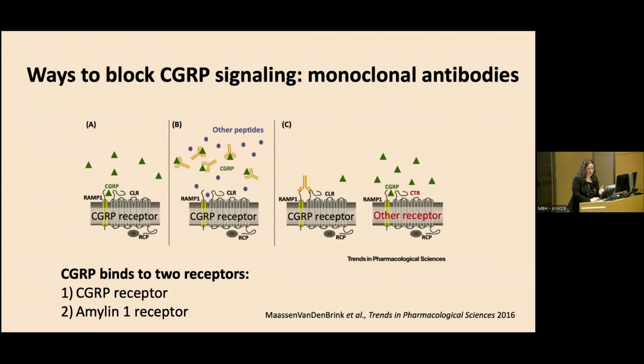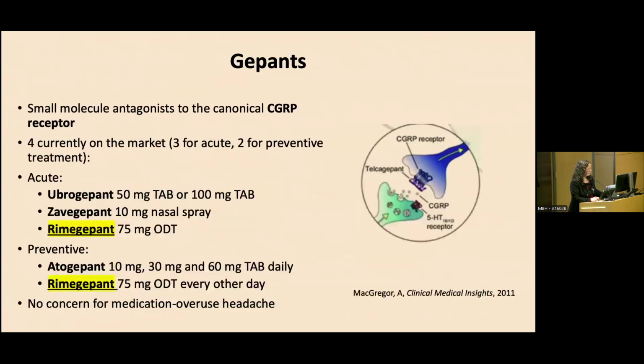What you could do to block it is shown in B. You could make an antibody that soaks up the CGRP itself. That's one possible strategy. Or in column C, you could make an antibody that blocks the receptor, the canonical receptor. If you do that, the CGRP still exists in the bloodstream, and it could still go on to bind with what's called here the other receptor, but is the amylin 1 receptor.